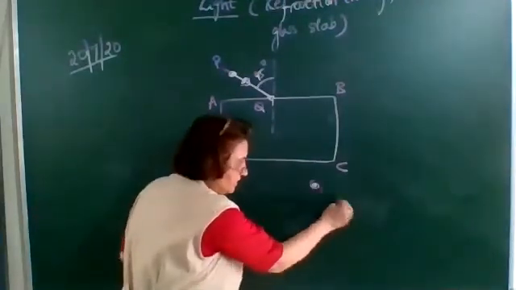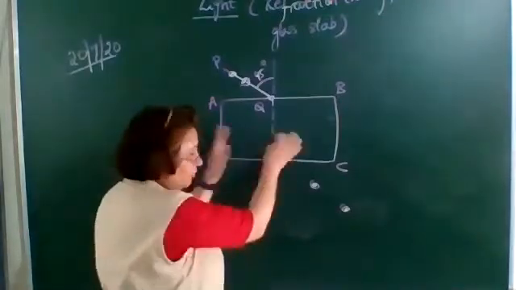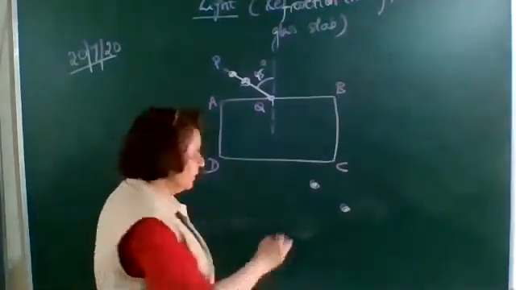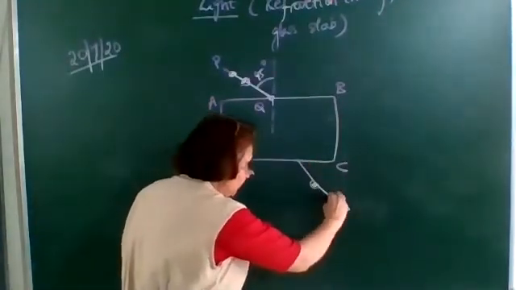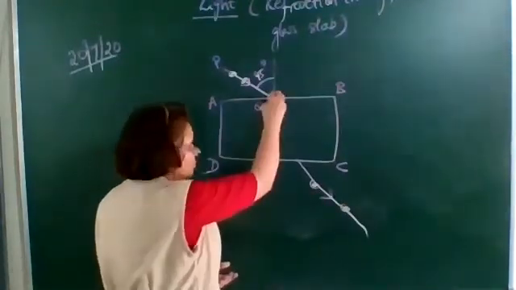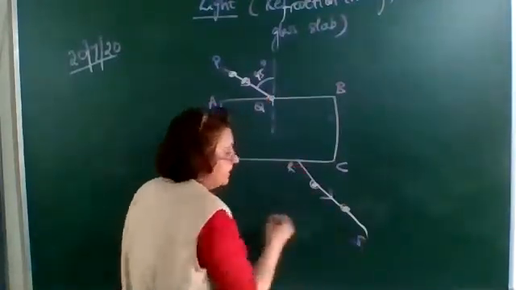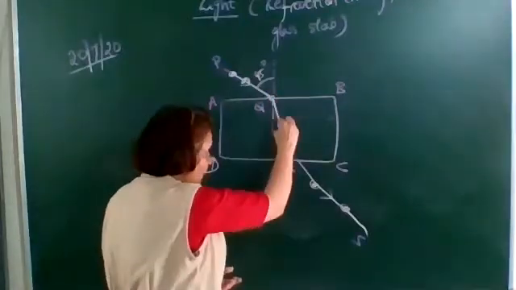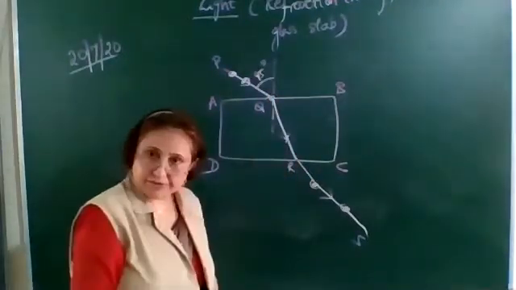Now encircle these pins. Remove the glass slab from the boundary. Join these two with a straight line. This is the emergent ray. Let this ray be RS. Join Q to R. This is the refracted ray.